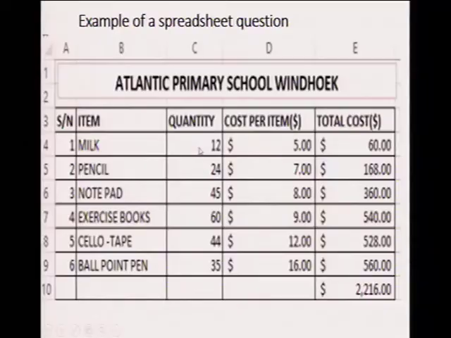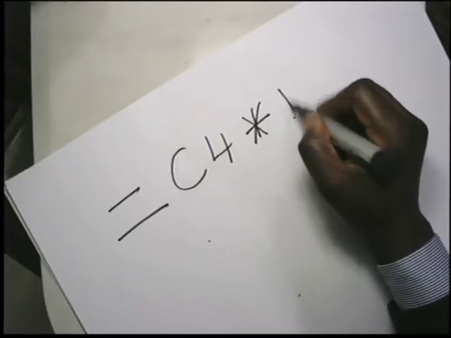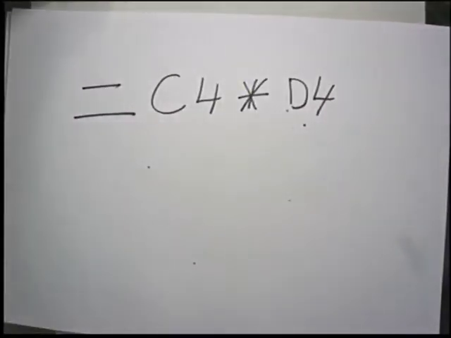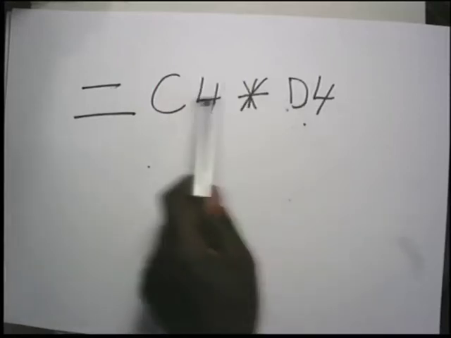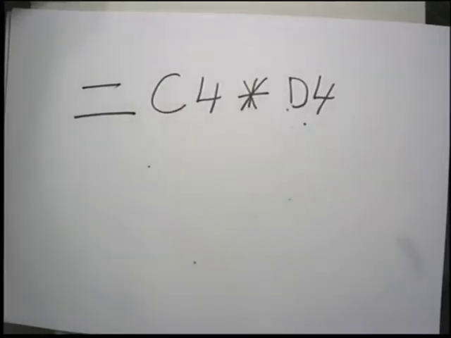So you use the name of the cell. The name of this cell where you have 12 is cell B4. The name of the cell where you have 5 is cell D4. So I will say equal C4 multiplied by D4. That is the formula, and that is my answer. So the examiner wants to see the equal sign and make sure that you have used the right cell and the right operator.